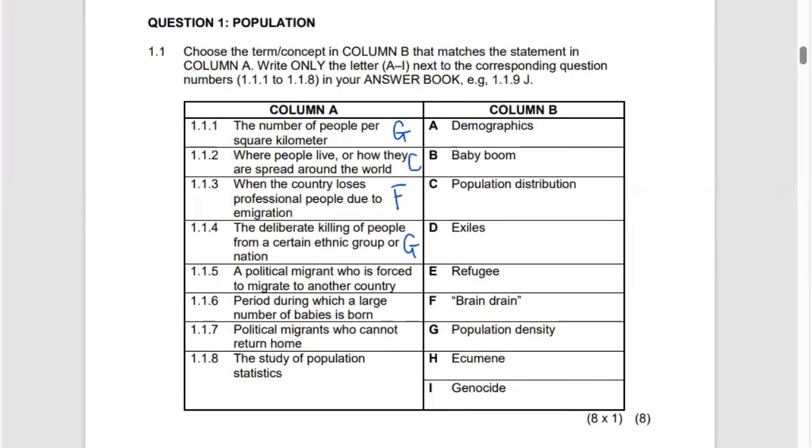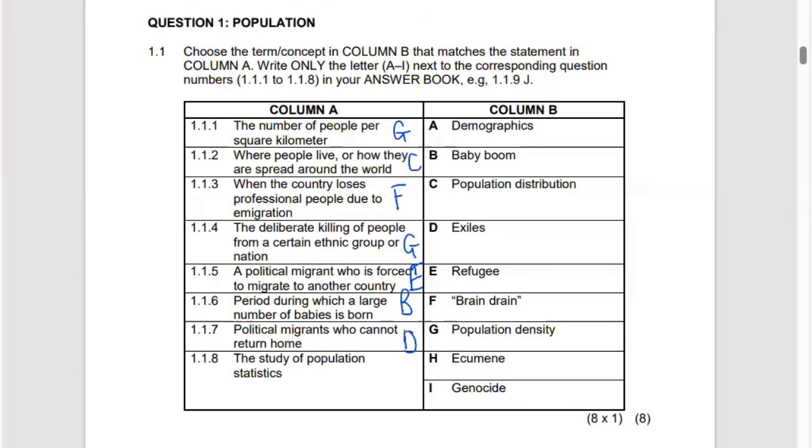A political migrant who is forced to migrate to another country. We are looking at someone who is fleeing from a political situation which is unconducive, right? That is a refugee, which is E. Then moving on to number 6, period during which a large number of babies is born. A large number of babies being born, that is what we call a baby boom, which is B. Political migrants who cannot return home for given reasons. They are called exiles.